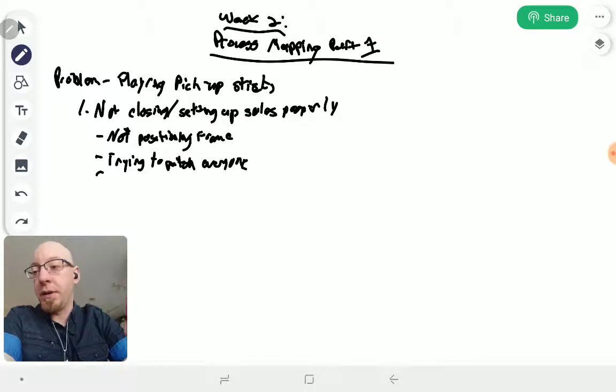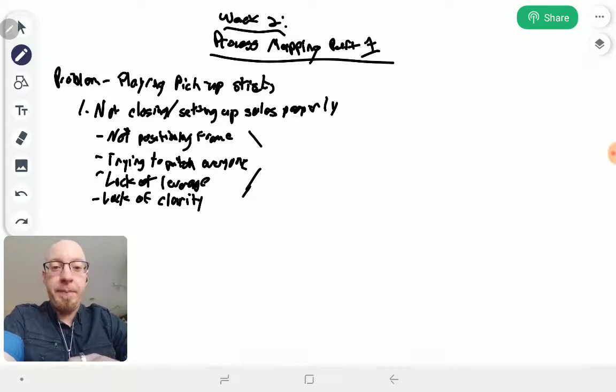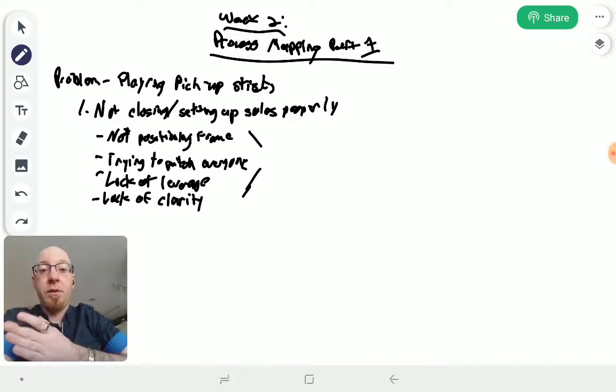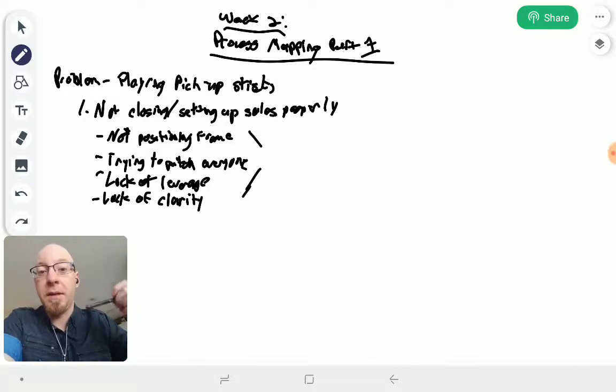That ties into not closing sales properly. Lack of leverage. And lack of clarity. These all tie in together, right? What does lack of leverage mean? Well, you need sufficient emotional leverage on a prospect, on a client, in order to get them to keep moving down the line, right? If you haven't done your research, if you haven't done your diligence on your audience, you're not going to know their pain well enough to get into it.